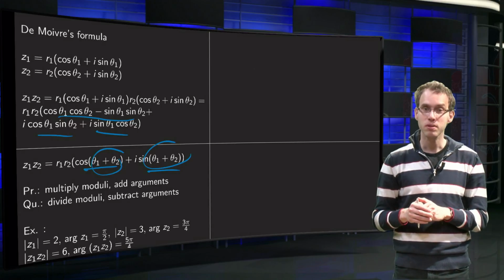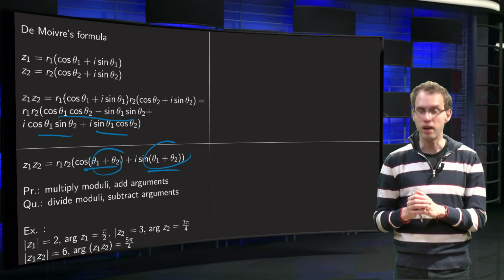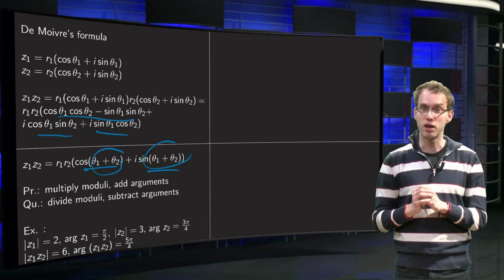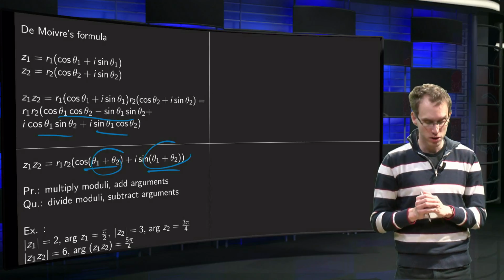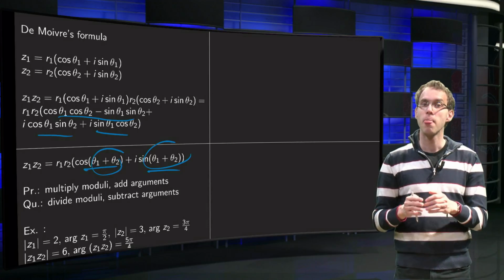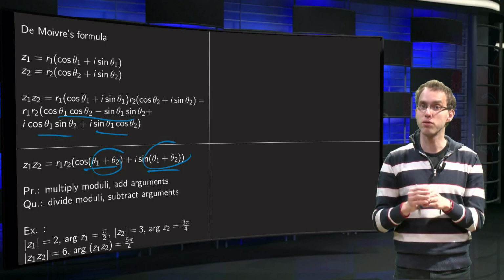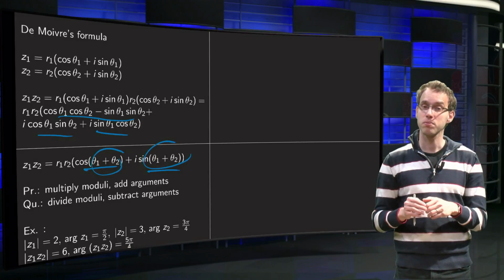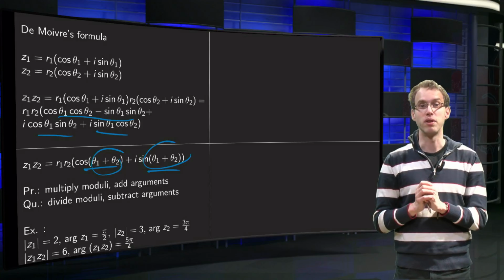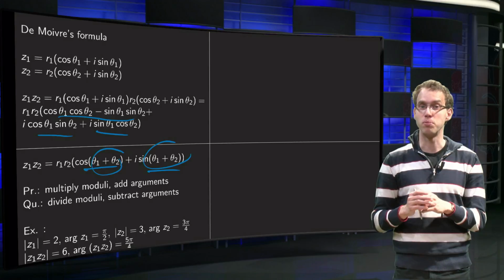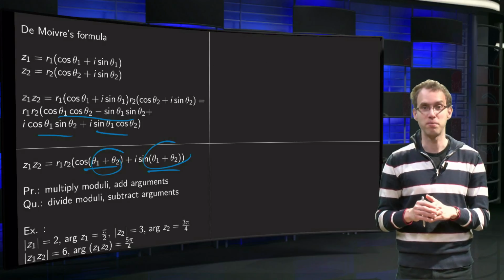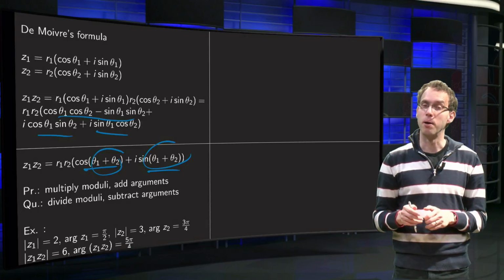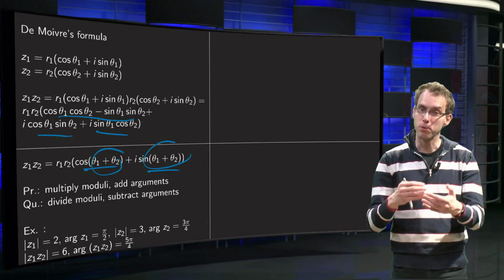So let's do an example. We have a z1 with modulus 2 and argument pi over 2, and a z2 with modulus 3 and argument 3 pi over 4. So what happens if you compute the product? Well, the norm of the product will be the product of norms, 2 times 3 equals 6, and the argument of the product will be the sum of the arguments, so that will be pi over 2 plus 3 pi over 4 equals 5 pi over 4. So if you have a complex number already in polar form, you can compute the products easily.